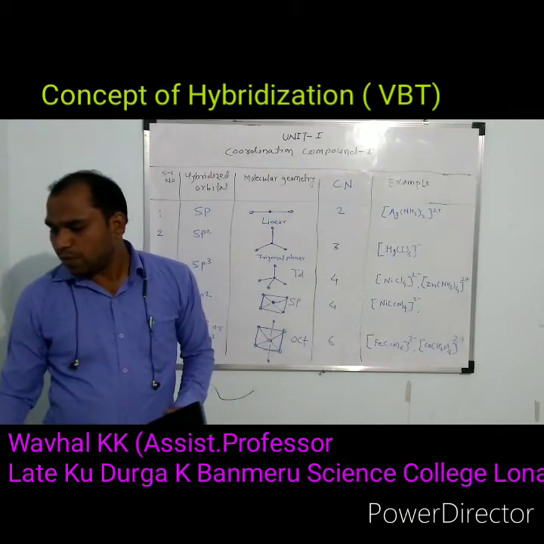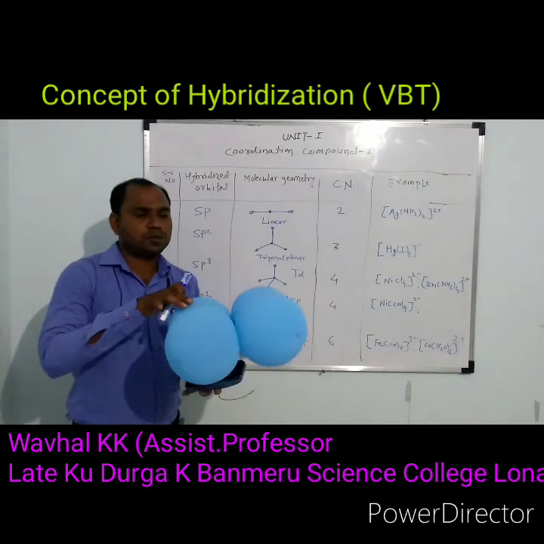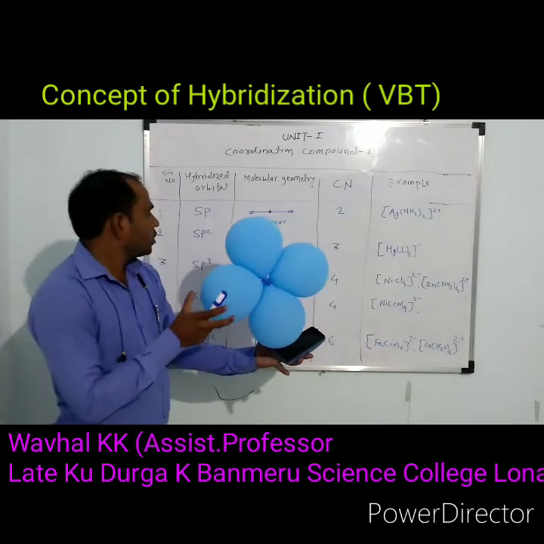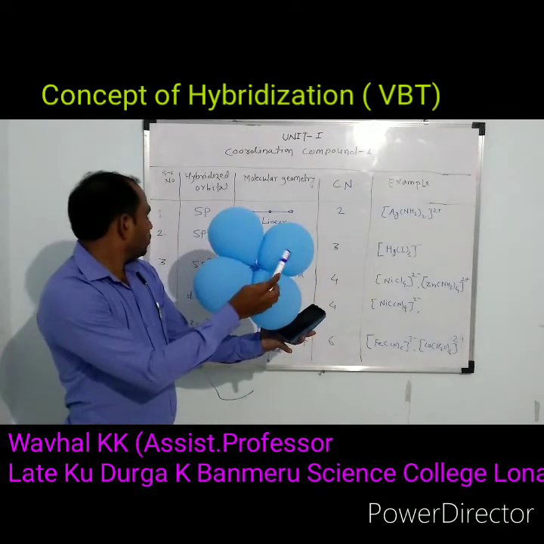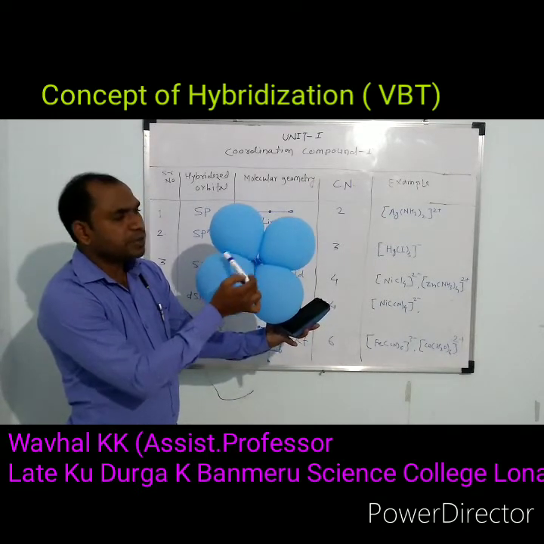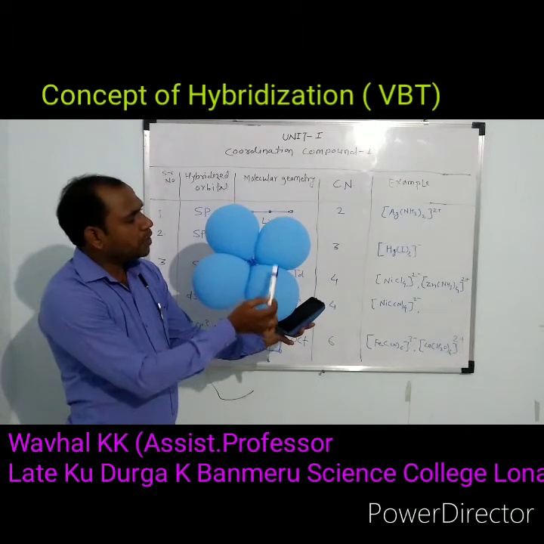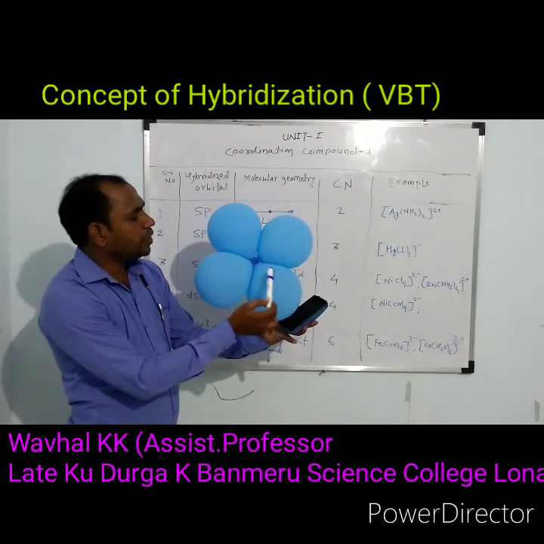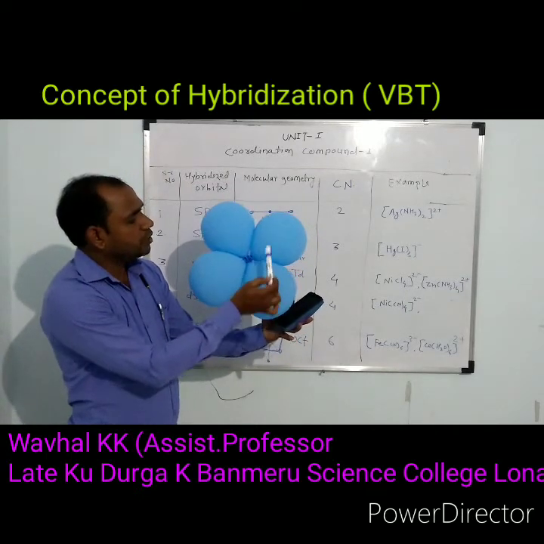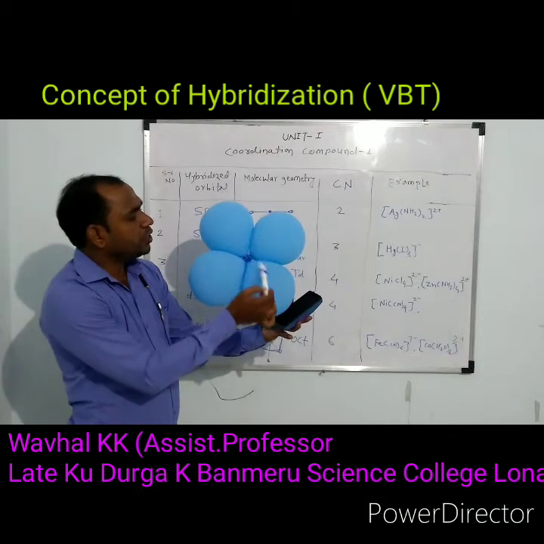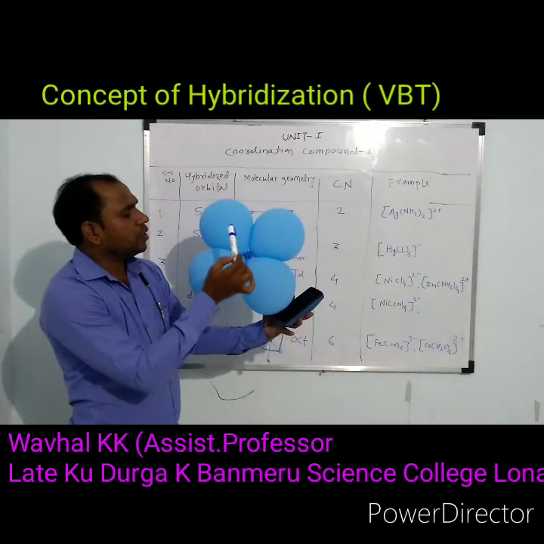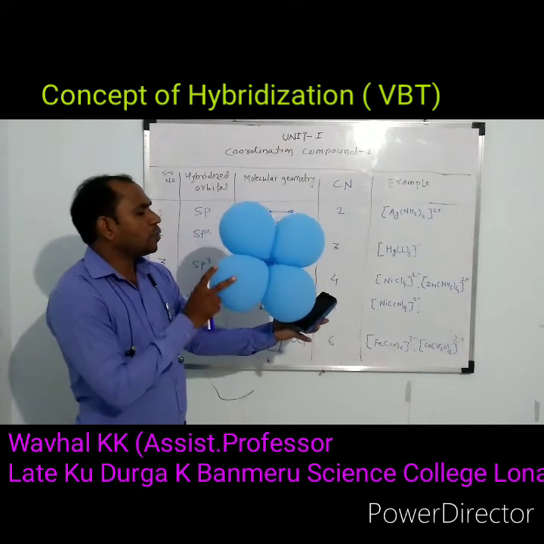I will explain with the help of this balloon model of the square planar geometry. This is the square planar geometry. In this square planar geometry, there are four atomic orbitals: one d, one s and two p. It means there are two p orbitals, one d orbital and one s orbital: s, p, d, or dsp2. It means one d orbital, one s orbital and two p atomic orbitals are combined together.